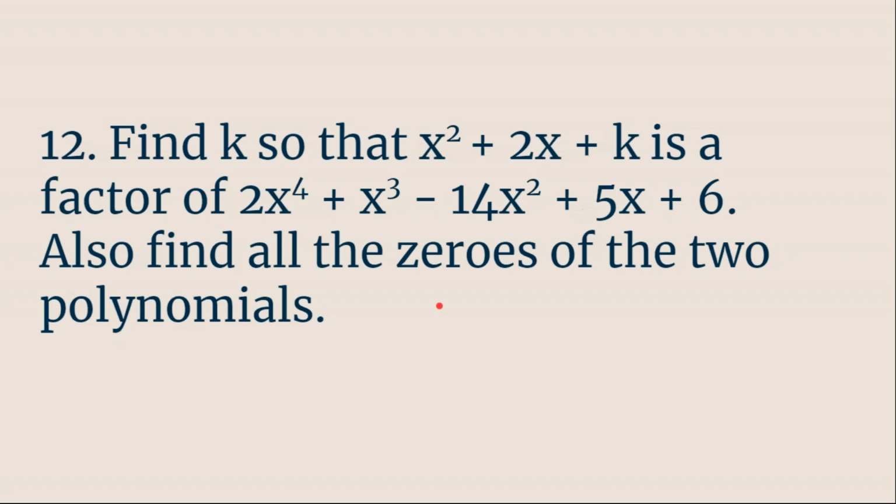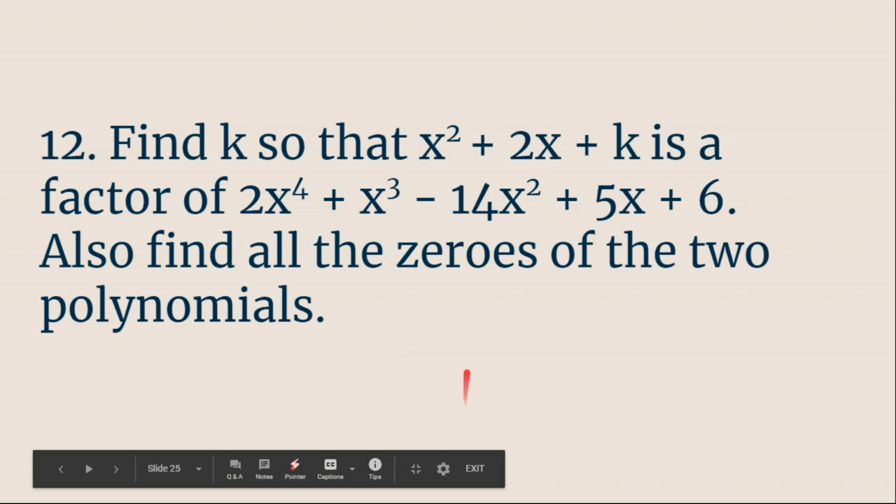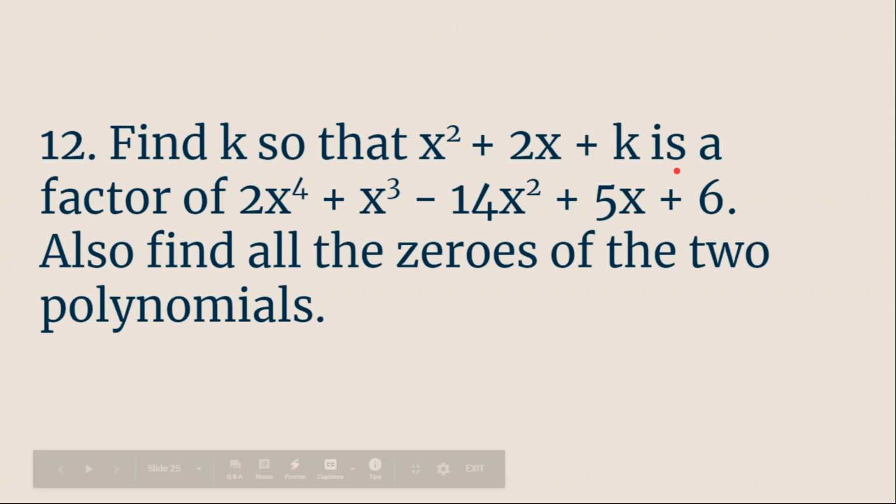Okay, so like I said, you will get a remainder equated to 0. From that you will get the value of k. Then substitute the value of k in g of x, and find the factors using splitting the middle term for g of x.